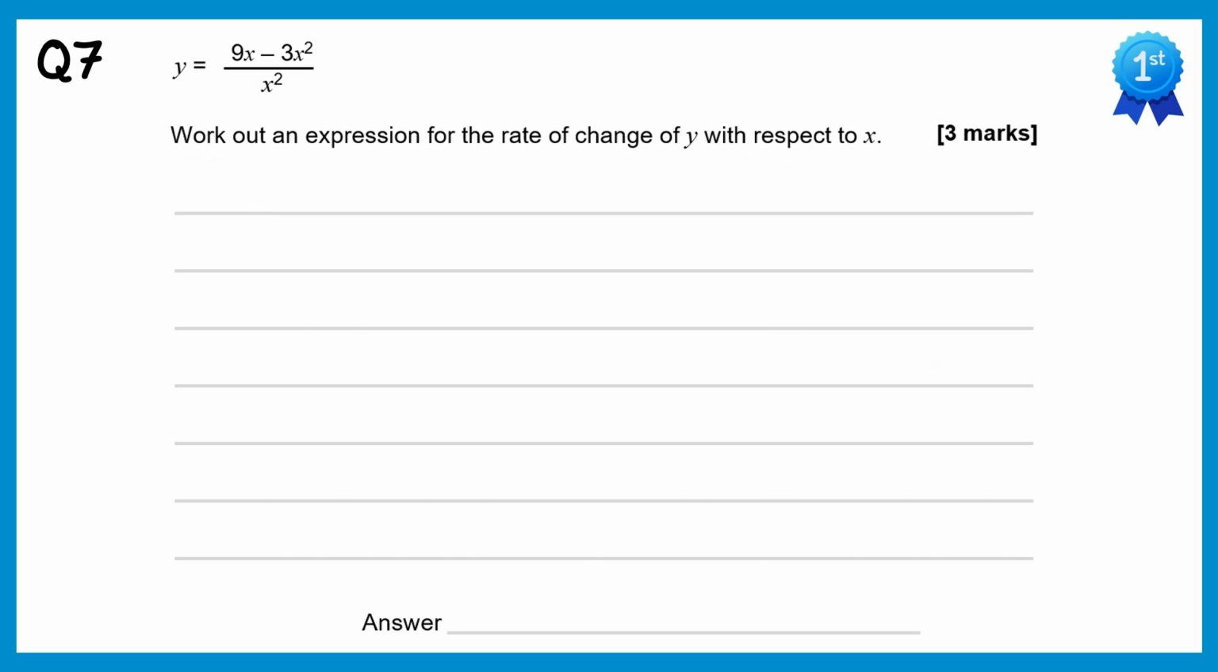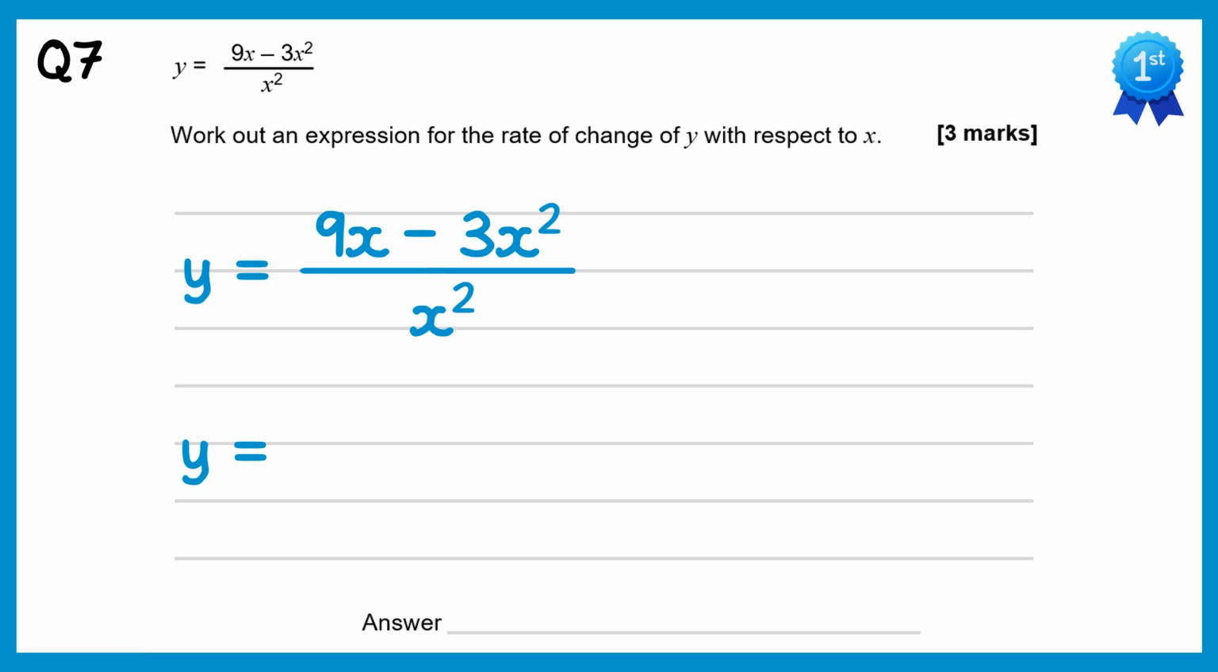For this question, we need to find an expression for the rate of change of y with respect to x. This is just asking you to differentiate it. So what we're going to do is take the question, and then we're going to rewrite it as two separate fractions. So we've got y equals, and then we could write it as 9x over x squared, and then minus 3x squared over x squared.